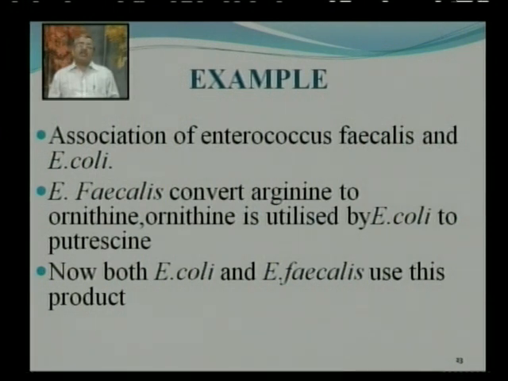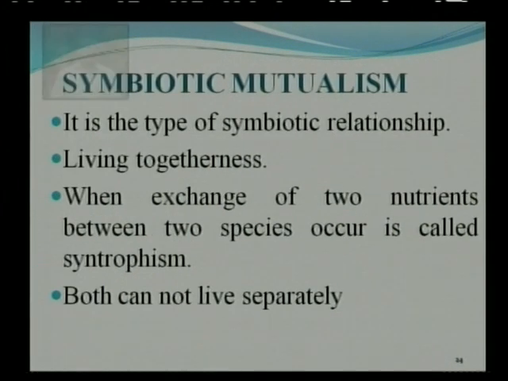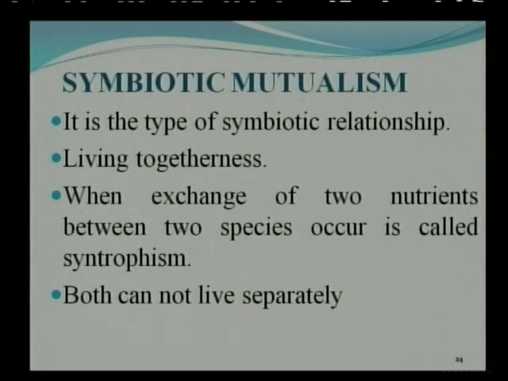But if it is partially degraded, then Enterococcus faecalis will utilize the arginine into ornithine, and this ornithine will be utilized by E. coli into putrescine. Now this putrescine is utilized by both organisms, Enterococcus faecalis as well as E. coli. In that way we can say that putrescine is made available to both groups of organisms. So syntrophism is an association where more than two microbial populations may be involved, and their cumulative effect gives a product which can be utilized by individual members of the different microbial populations.